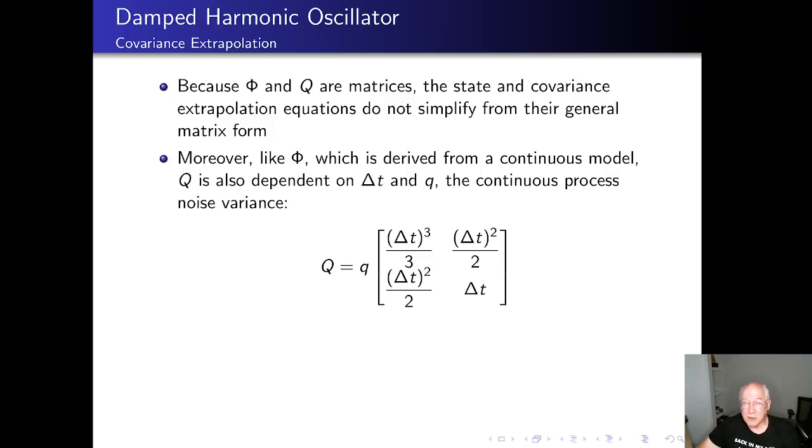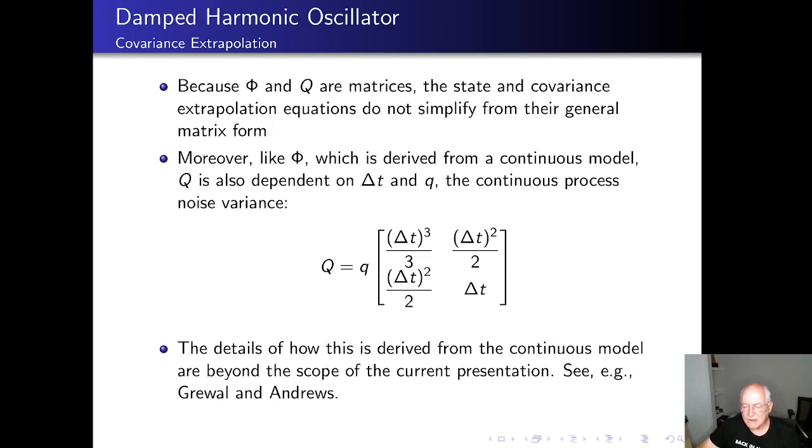Also, like phi, Q is dependent on delta t, and moreover on a parameter q, which represents the continuous process noise variance. Now, you don't know what that is because we haven't talked about continuous state space models, but in the next playlist we'll be getting into that. But it's very important to realize that this is dependent on delta t and this other parameter q, which is a constant for our simulation purposes. The details of how this model is derived from the continuous model can be found in the excellent book by Grewal and Andrews.